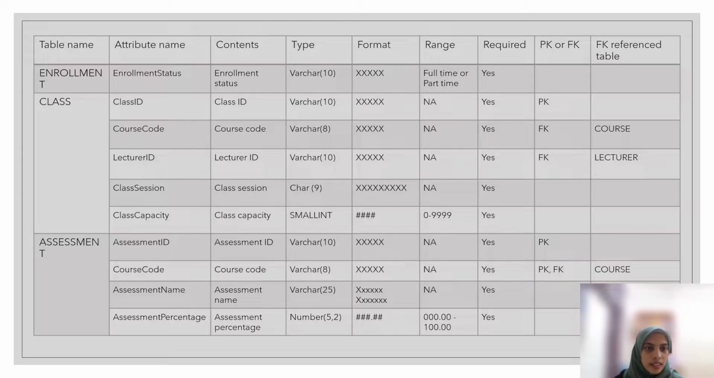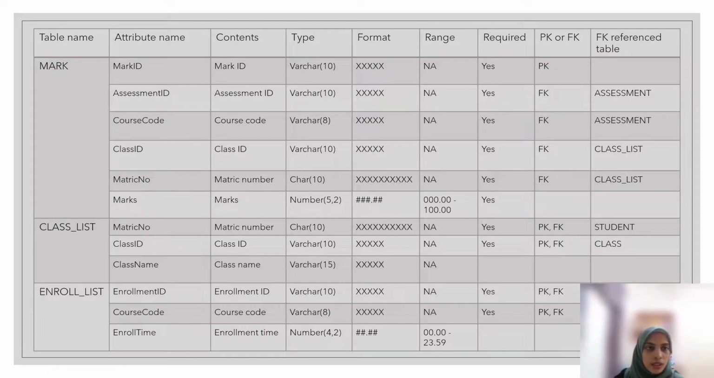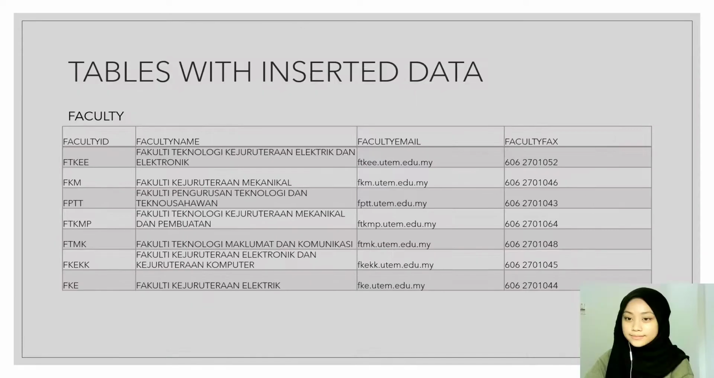Assessment table contains assessment ID, course code, assessment name, assessment percentage. Mark table contains mark ID, assessment ID, course code, class ID, matric number, and marks. Class list table contains matric number, class ID, and class name. And the last table is enroll list, contains enrollment ID, course code, and enroll time.